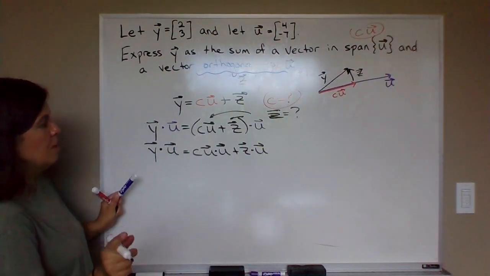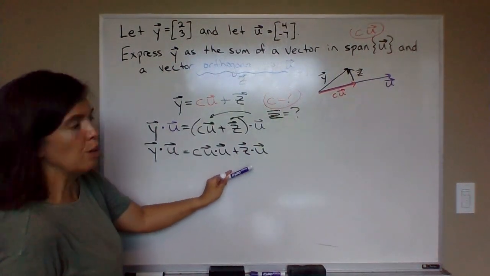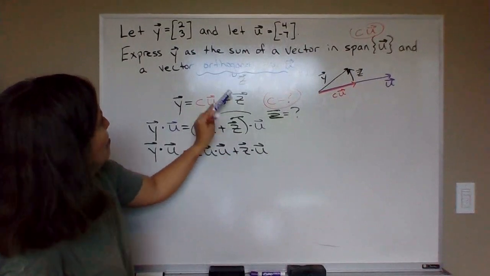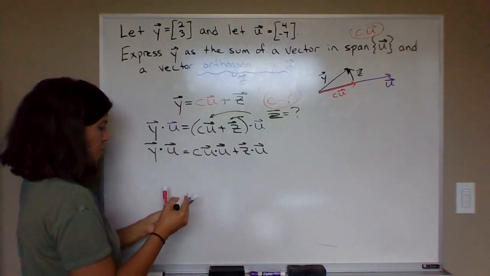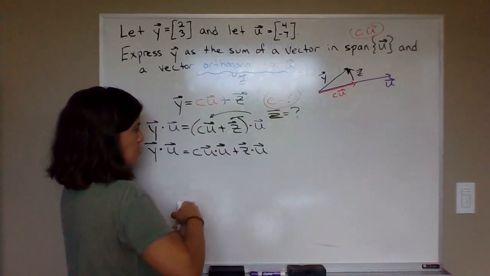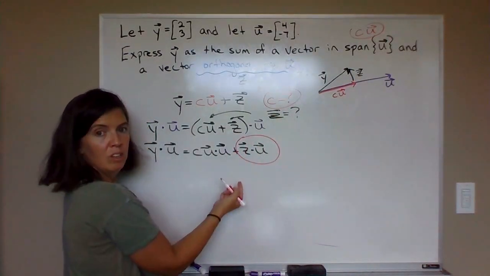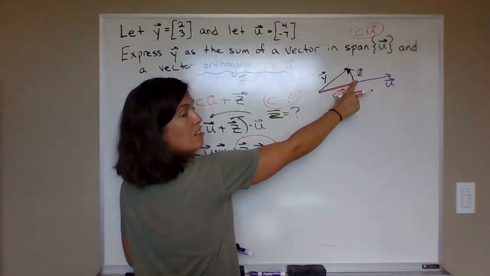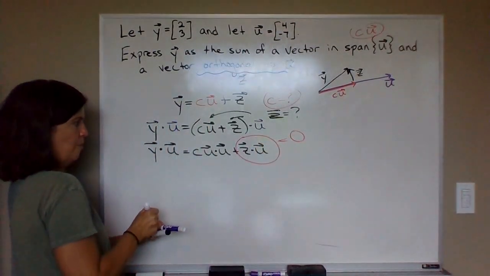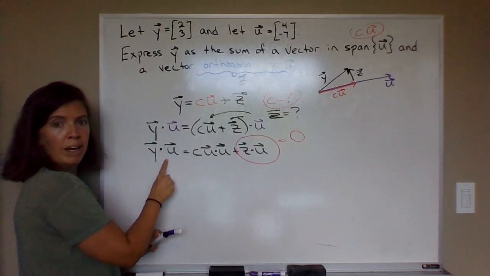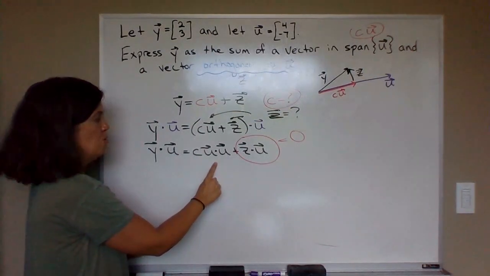Okay, now look for things that are orthogonal, because then we can get rid of inner products. Z is orthogonal to u. Because z is orthogonal to u, that's the way we're designing this. See how z sticks straight out of u. This inner product right here is 0. And so now we have y dot u is equal to c times u dot u.